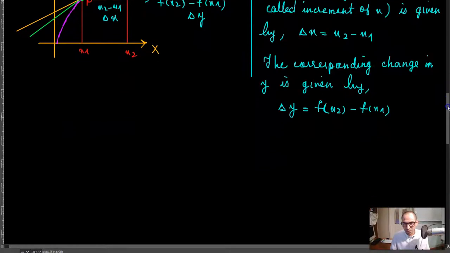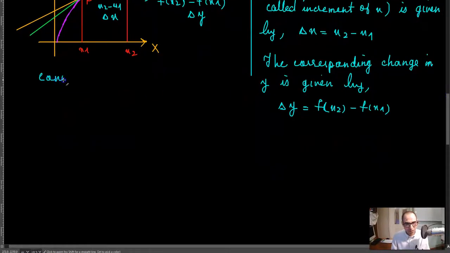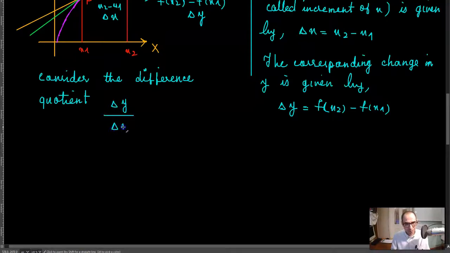So then you can consider the difference quotient, delta y by delta x, which is the same thing as f of x2 minus f of x1 over x2 minus x1, right?